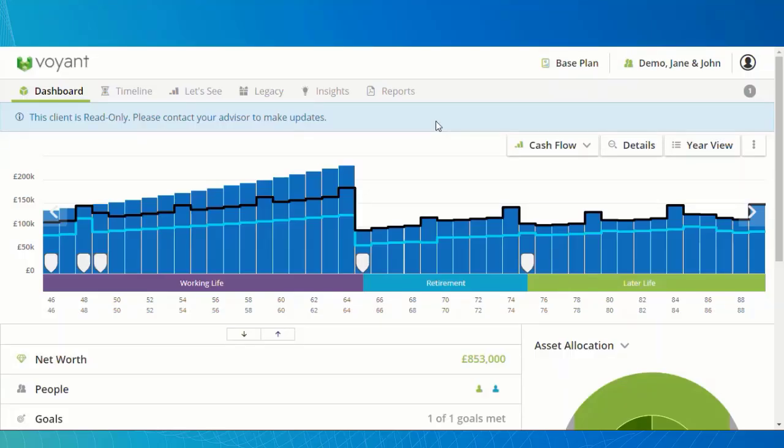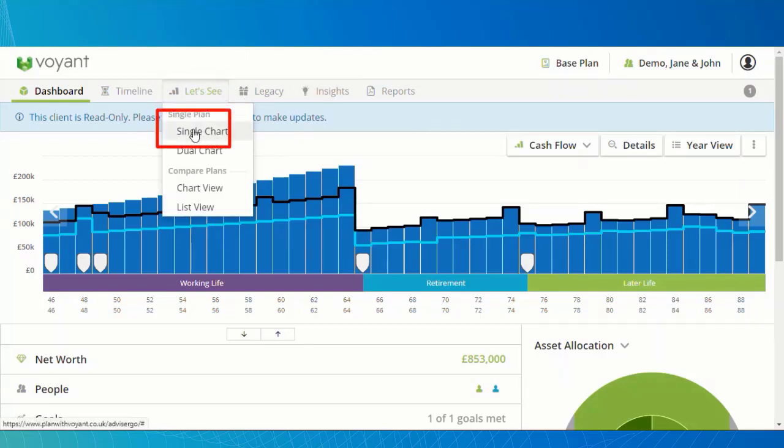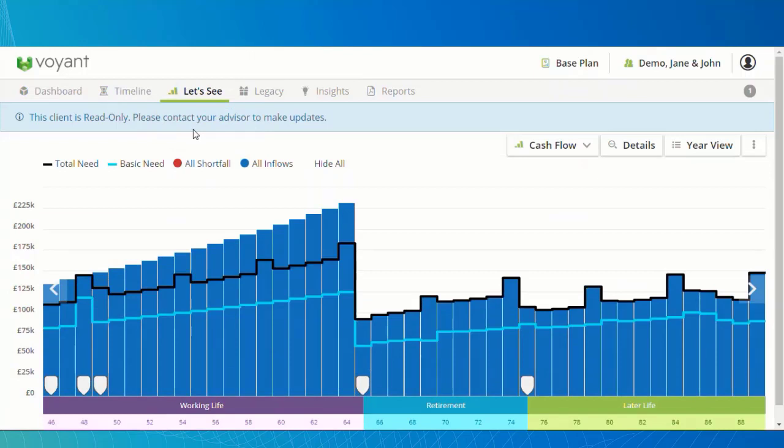Today we are going to look at the charts within Voyant, and we're going to do this using a pre-built plan, and we'll be using the Let's See single chart. The first chart we're going to look at is the cash flow chart. Each bar on this chart represents a full year within the plan.